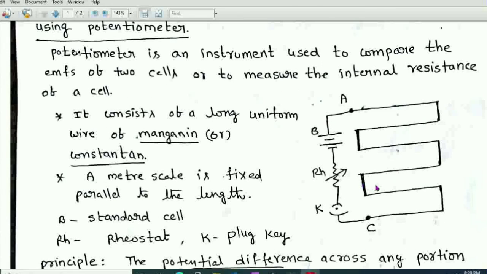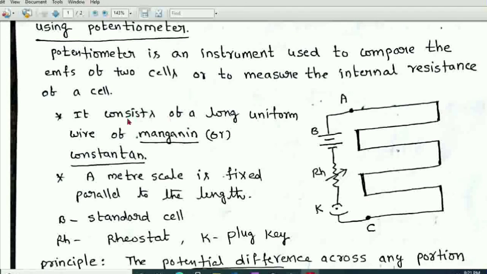Now the potentiometer consists of a long uniform wire of manganin or constantan. Why is the wire made of manganin or constantan? Because the temperature dependence of resistance, or resistivity, is very small for these materials. So we use manganin and constantan.